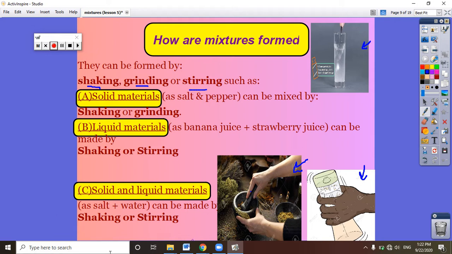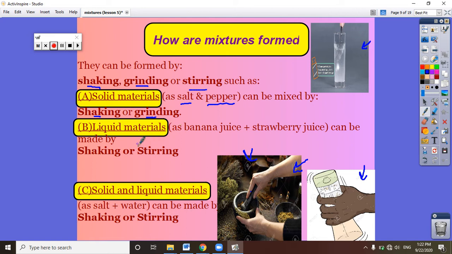To make a solid mixture like salt and pepper. You know what pepper is? It's a black thing that your mommy puts when she is making the food, okay? It's something black and solid. To make a mixture of salt and pepper, which ways will I use? I said to you, any mixture can be made by shaking. Very good. So I use shaking and grinding, like here. So solid mixtures can be formed by shaking and grinding.